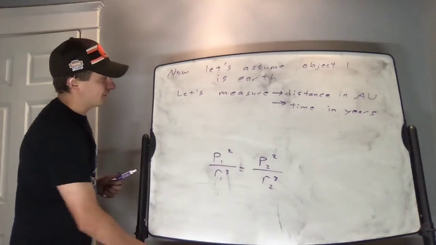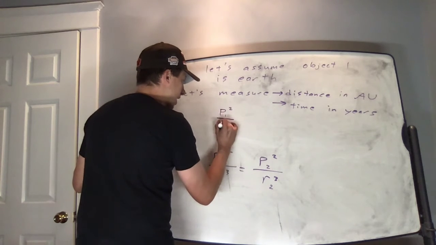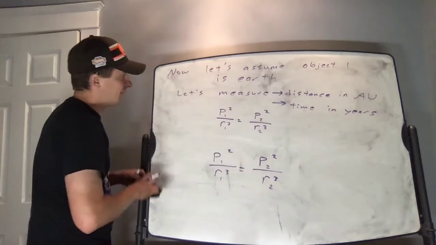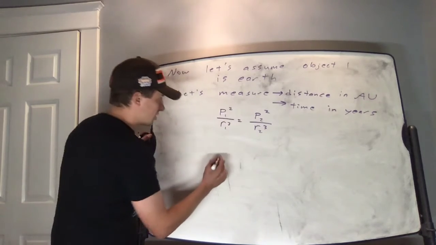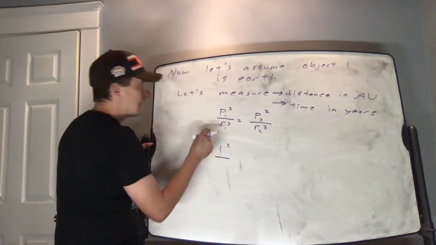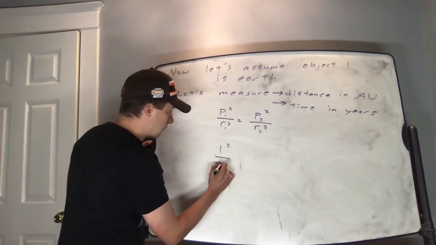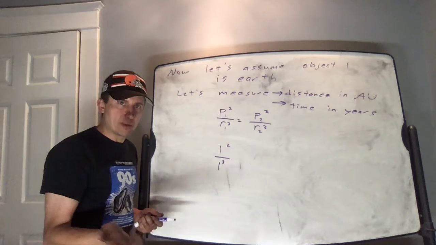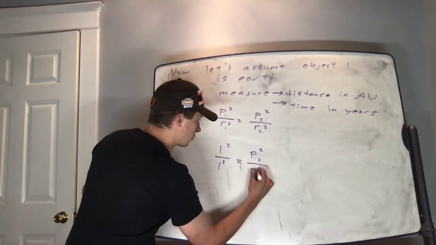Well, I could plug specific numbers into this equation. I have P1 squared over R1 cubed equals P2 squared over R2 cubed. How many years does it take the Earth to go around the sun? 1 year. So in this equation on the left-hand side, I would have 1 for the time to go around the sun once, squared. What is the distance from the Earth to the sun in AU? 1 AU. So the distance from the Earth to the sun is 1 AU. I would have 1 cubed on the left-hand side. On the right-hand side, I'm talking about another planet, and I'm still intentionally being vague about which planet I'm talking about. So I'll just leave this as P2 squared over R2 cubed.